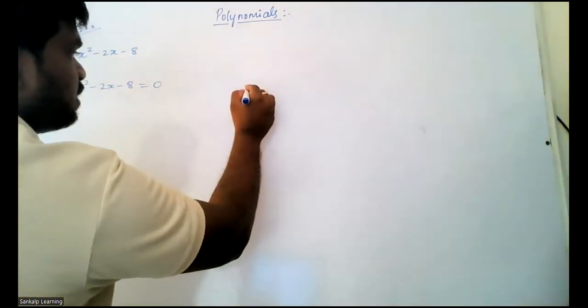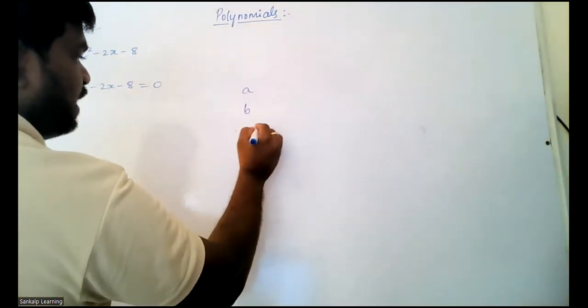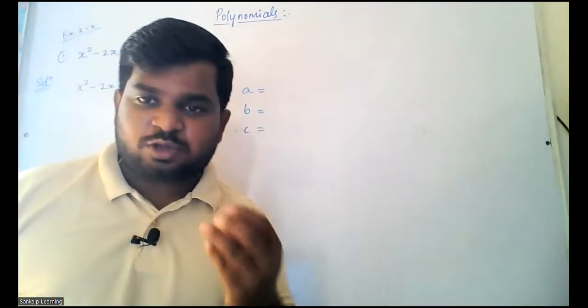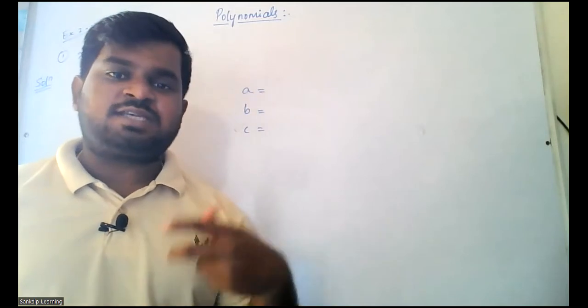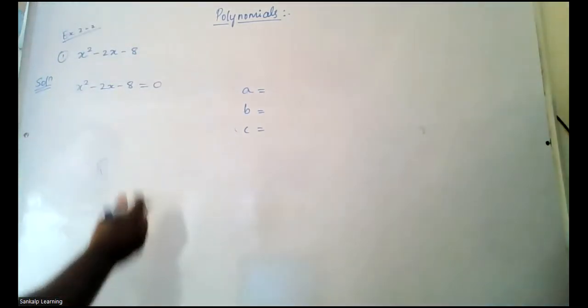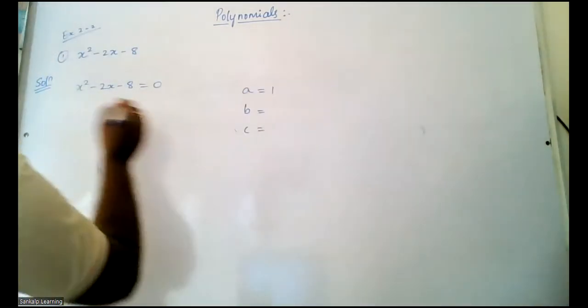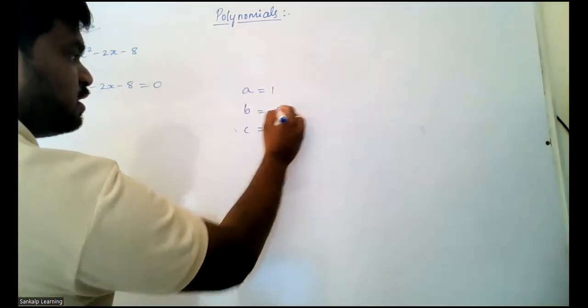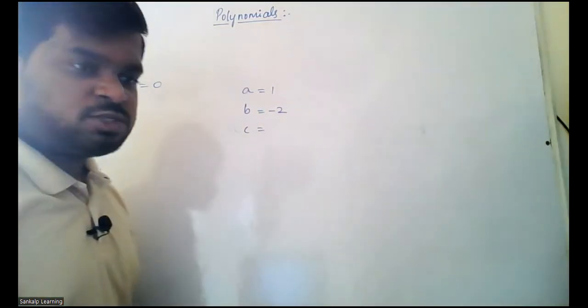The next step is finding the value of a, b, and c. What is this a, b, and c? A is the coefficient of x square, b is the coefficient of x, and c is the constant term. So what is the value of a here? 1. X square coefficient is 1. And what is the value of b here? It is minus 2. Why is it minus 2?